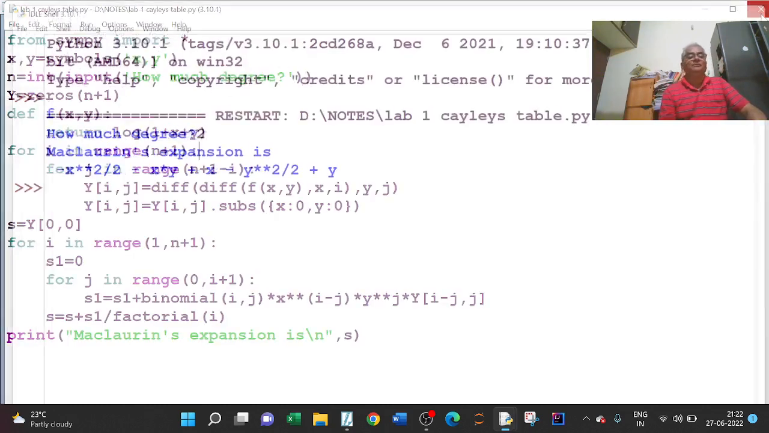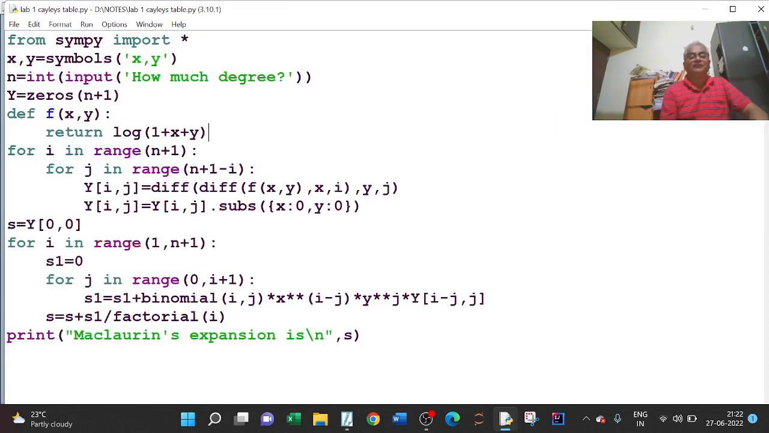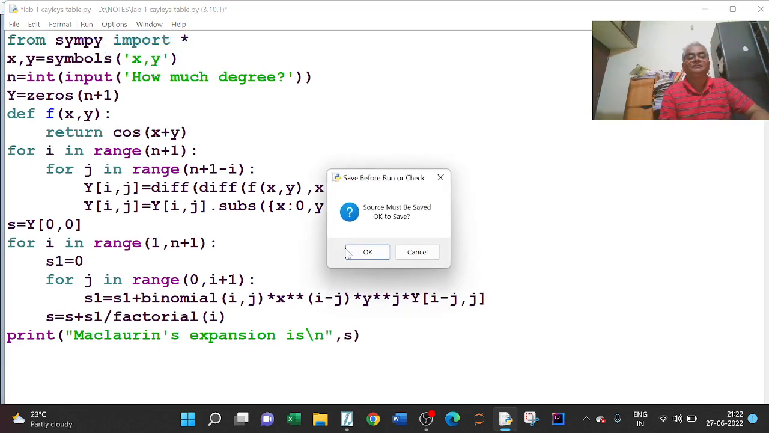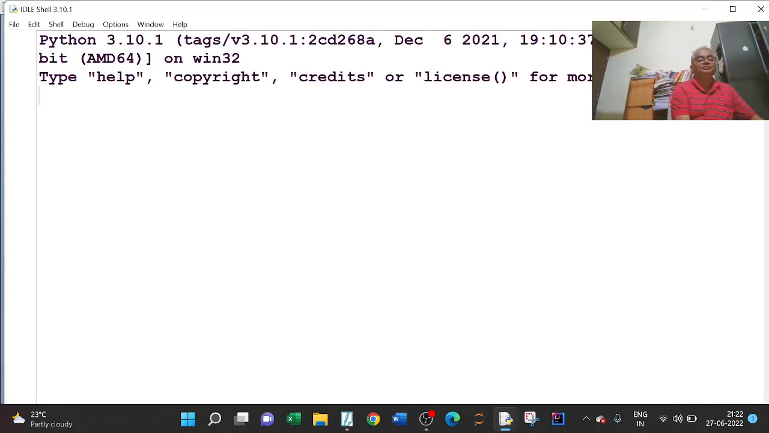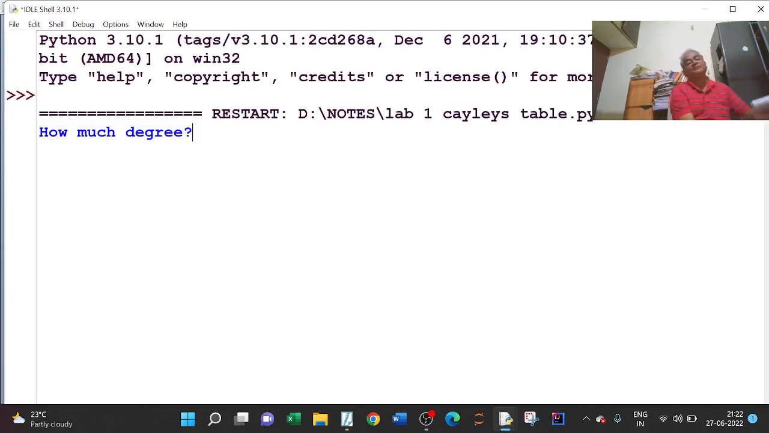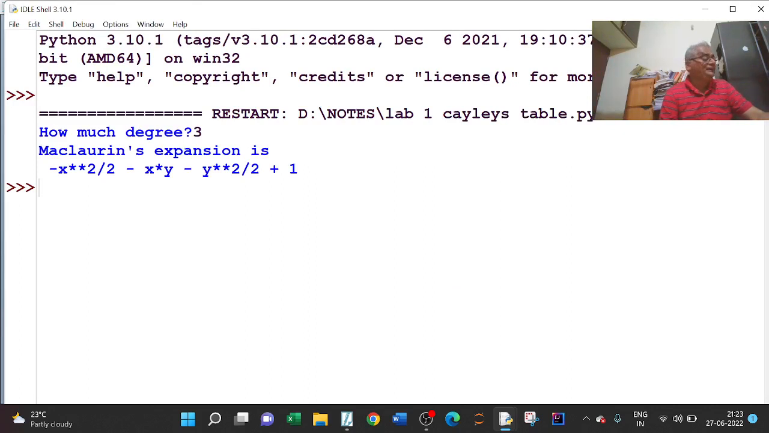One more example, cos of x plus y. Just we have to change the function, cos of x plus y. Okay, just run, and again it asks how much degree terms. If I take say 3, type 3, press enter button. Okay, so this is the expansion of cos of x plus y. Okay, thank you. I will stop here.